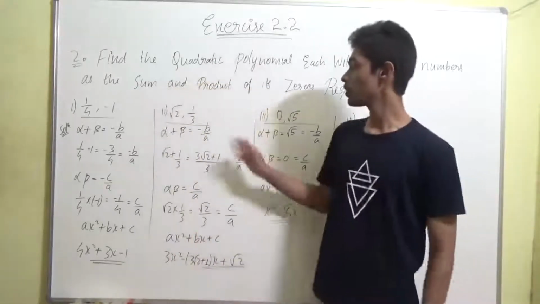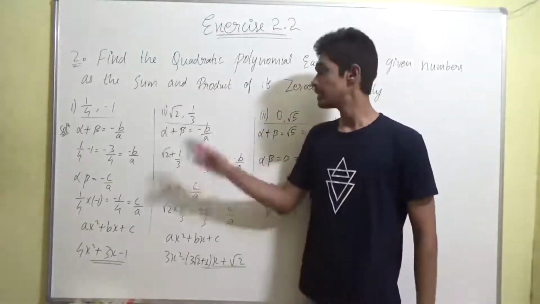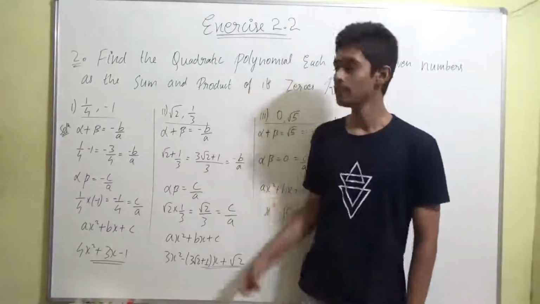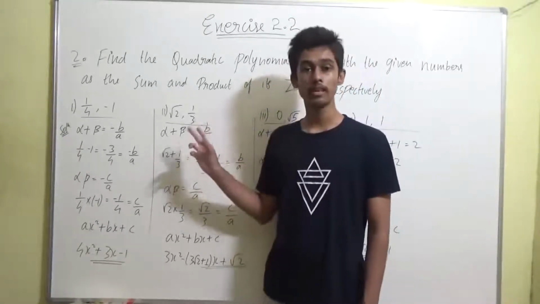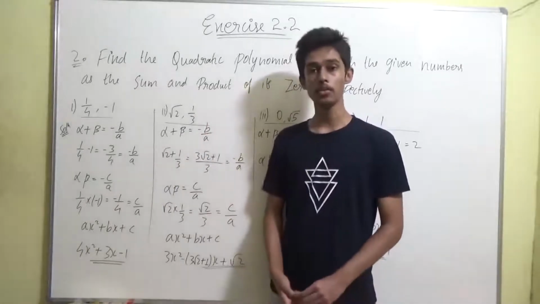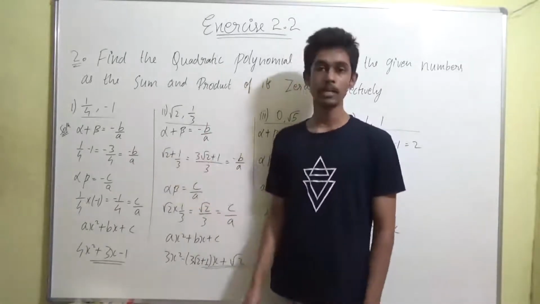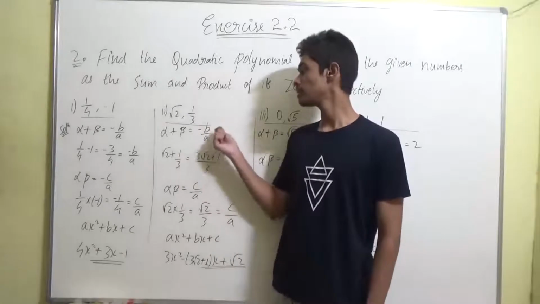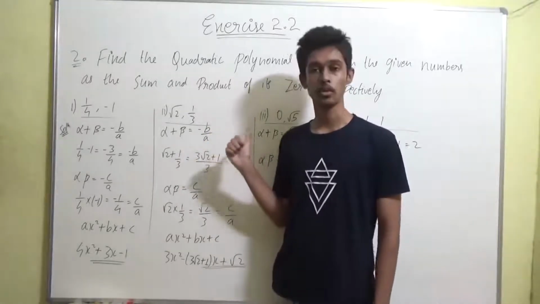Similarly, we are going to solve the second question. In the second sub question, the zeros are given as root 2 and 1 by 3. If you do alpha plus beta should be equal to minus b by a, this is the relation we are first going to write.